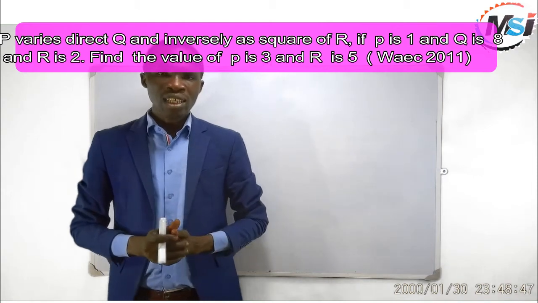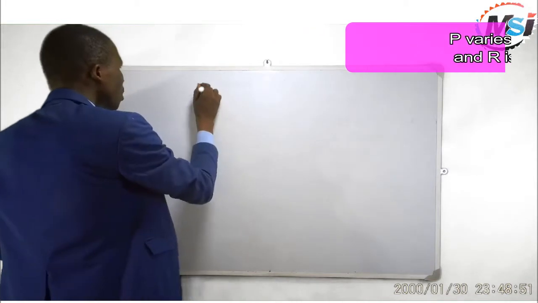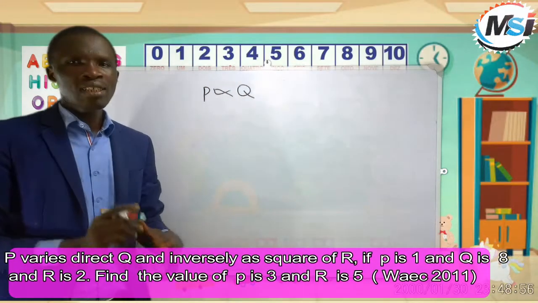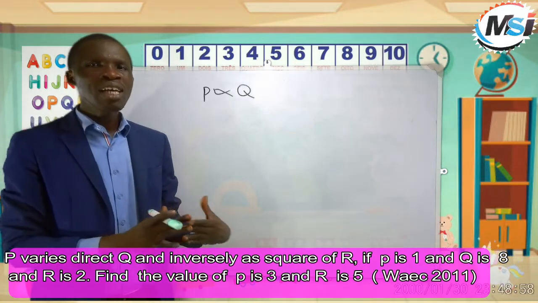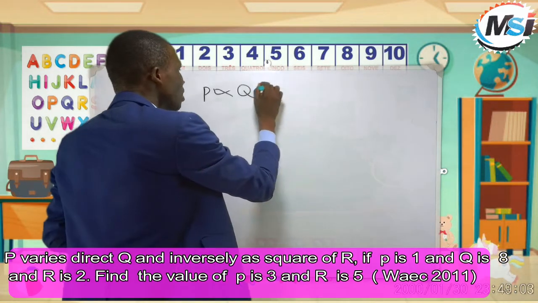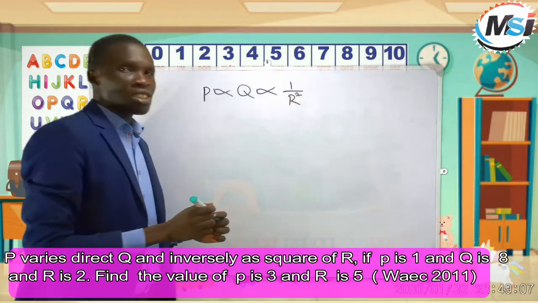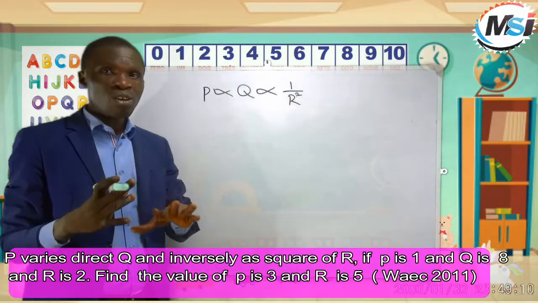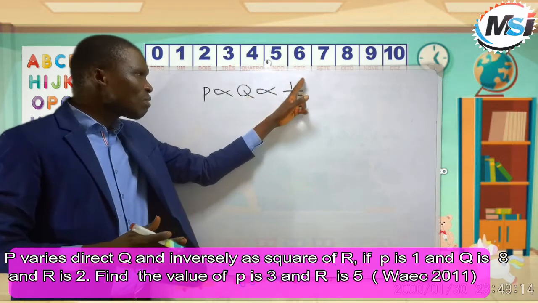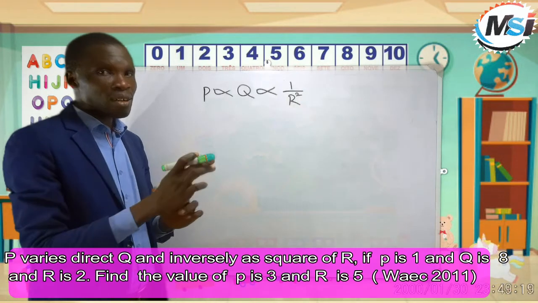The first statement is P varies directly as Q. What does that mean? It means P varies directly proportional to Q. That is the first statement. And inversely as the square of R. You need to understand inversely as the square of R. This is just the interpretation of this long statement. P varies directly proportional to Q and inversely proportional to square of R, that is R squared.